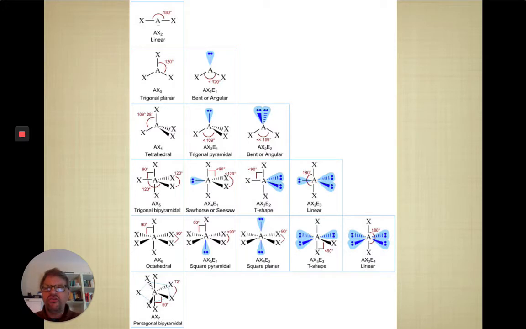So for instance, if you look at AX2E1, which is a bent shape, that bent shape only refers to the atoms in the molecule, not to the lone pairs on the central atom. So once you know your AXE formula, you compare it to the chart, and that tells you the shape of the molecule. Okay, let's take a look at our 6 examples.